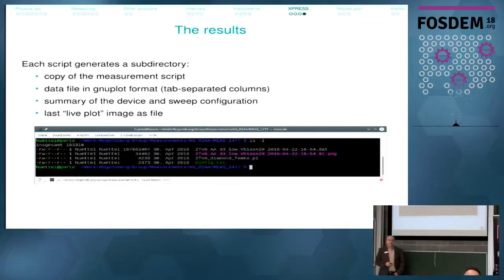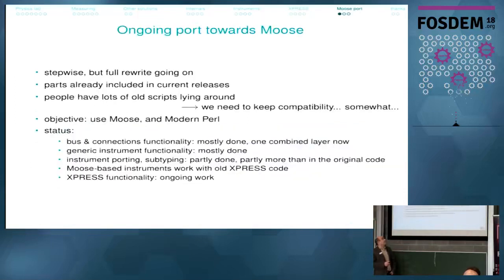As I said, this code is, at least in its very beginnings, over 10 years old. So right now we are looking into modernizing it. And that turns out to be rewriting it with Moose. We need to keep it working because we have it running all the time. So we need to rewrite it as stepwise as possible. Parts are already included in the current release. But we need to somehow keep compatibility as good as possible.